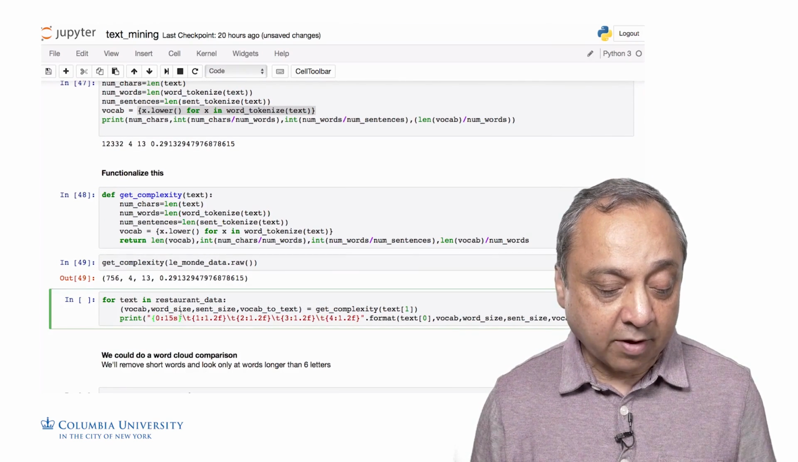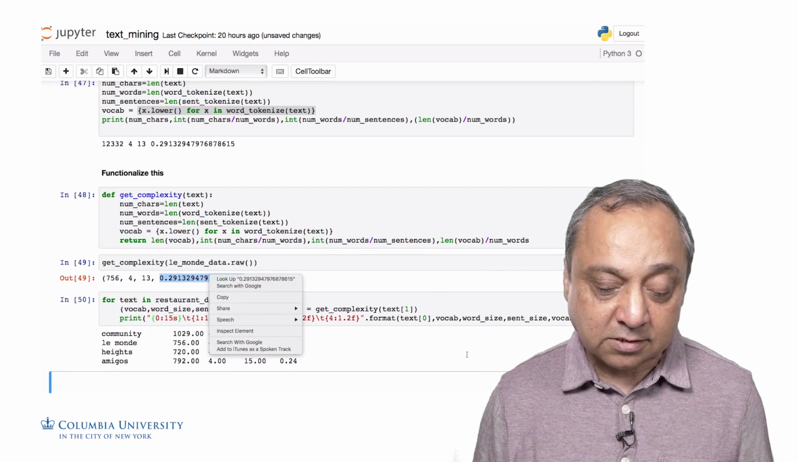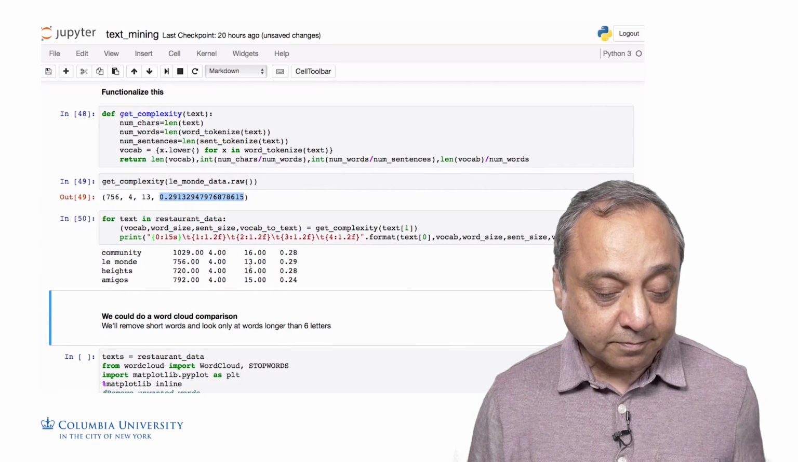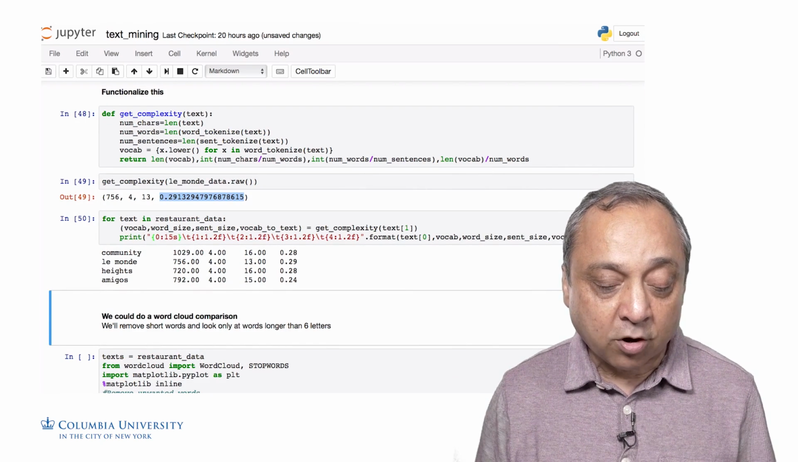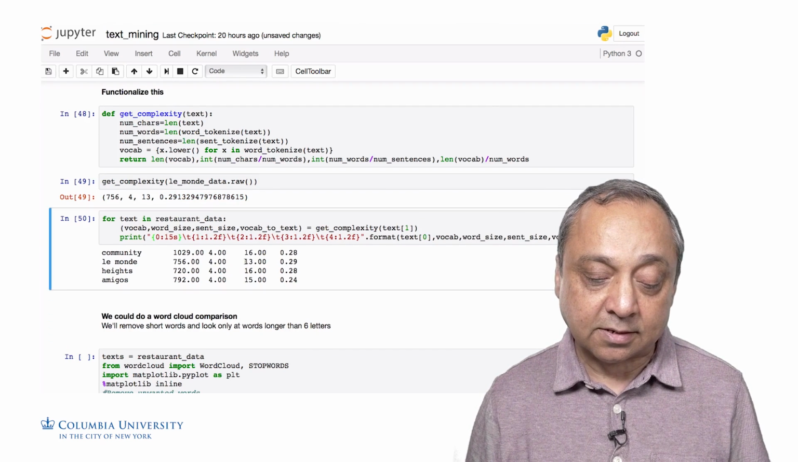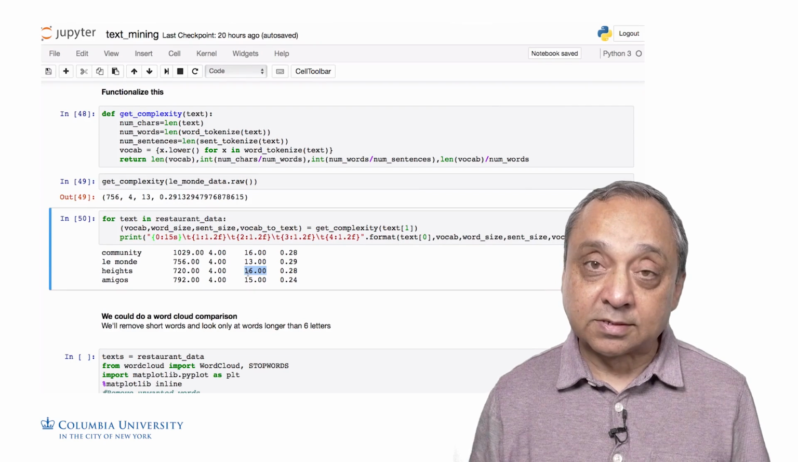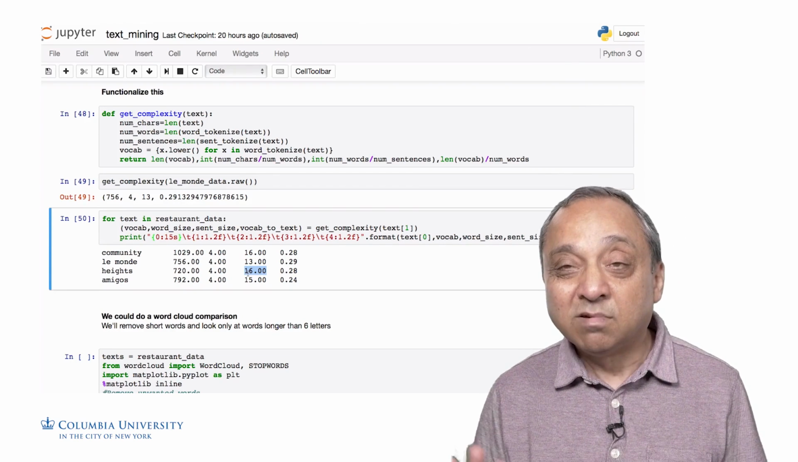And then we can run this for all of them, and we can compare across the texts. So we see here that in general, Le Monde actually has the lowest sentence complexity. It's 13, whereas Community and Heights have 16. So people who write reviews are very naive.